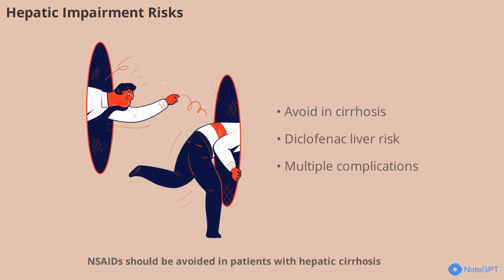NSAIDs should be avoided in patients with hepatic cirrhosis. Most NSAIDs are metabolized in the liver, and the production of reactive intermediaries can cause liver damage. Diclofenac has the best defined risk of liver injury, with a 3% risk of meaningful transaminase elevation. NSAIDs may also precipitate other problems in cirrhosis, including hepatorenal syndrome, GI bleeding, worsened platelet function, sodium retention, and edema.